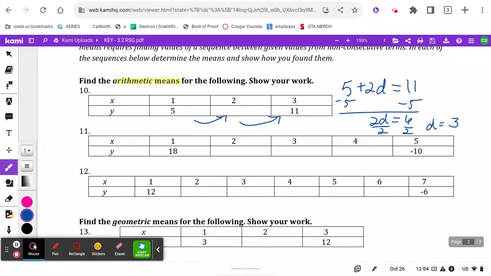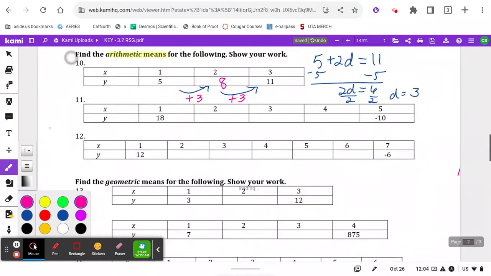Now this one is so simple, you might have been able to do that one on your own. 5 plus 3 is 8. 8 plus 3 is 11. But then the numbers get bigger or they're subtracting, and so it's good to know how to do that formula because you can apply it to these bigger problems.